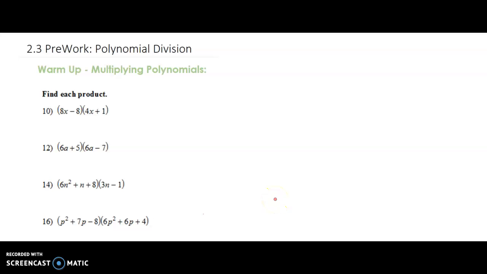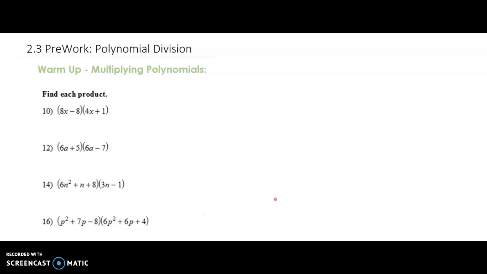Hey PCH, so in order to get us ready for our lesson tomorrow over solving polynomials, we need to do a little bit of pre-work to get us prepared. And that pre-work, as you can see by the label at the top of our screen, is we need to talk about and understand how to do polynomial division in order to set us up well for tomorrow.